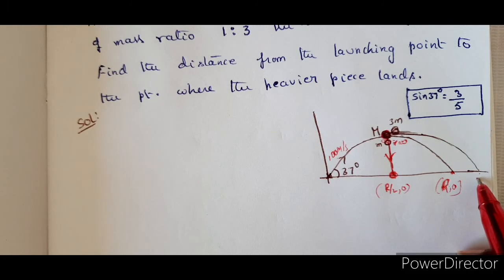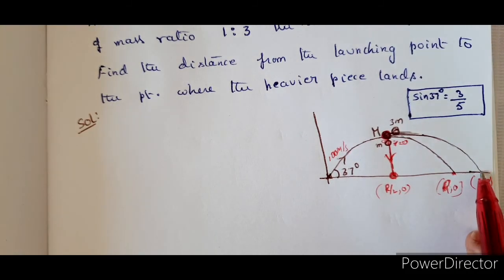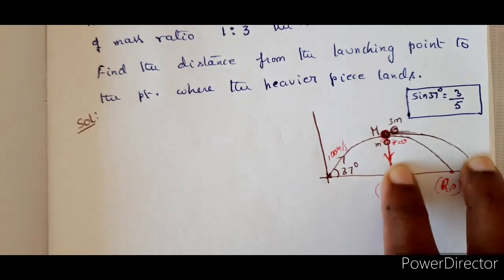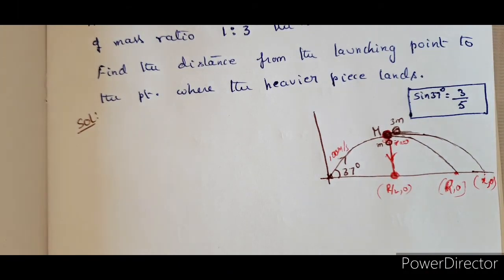At such a place, let me say that it is x, 0. Because we don't know, this is what we have to find out. It lands at such a place that the resulting center of mass of these two particles is at R, 0. Beautiful. Fantastic problem this is.